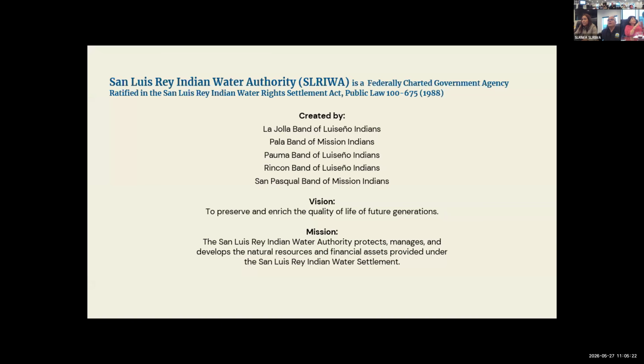Here we go. Awesome. All right, so the San Luis Rey Indian Water Authority consists of 5 tribes: La Jolla, Pala, Pauma, Rincon, and San Pasqual, and we are a federally chartered government agency ratified by Public Law 101-675 in 1988.